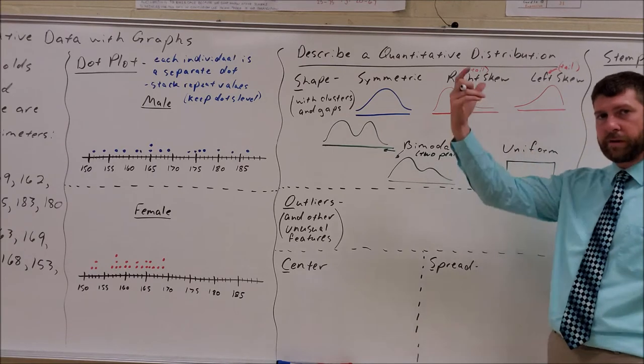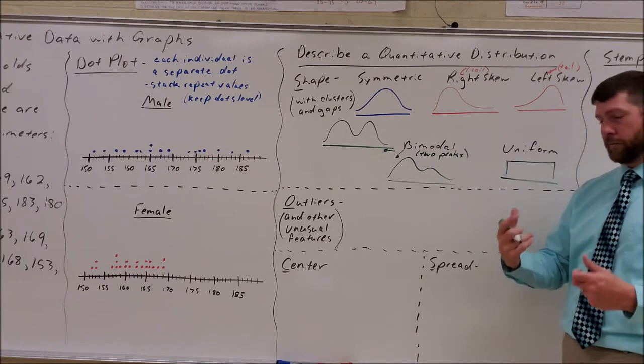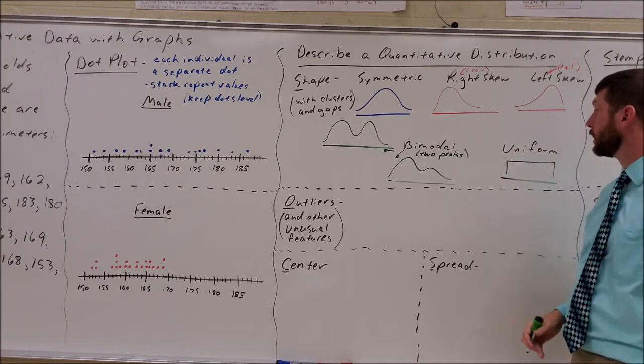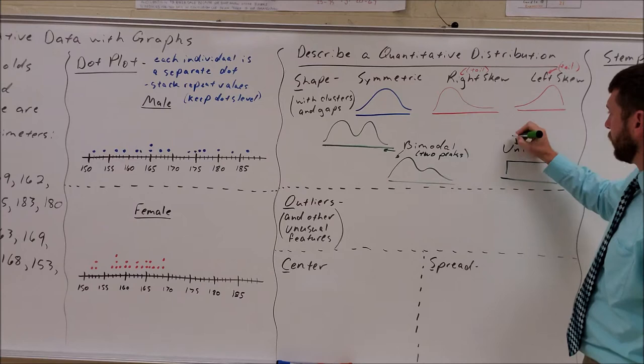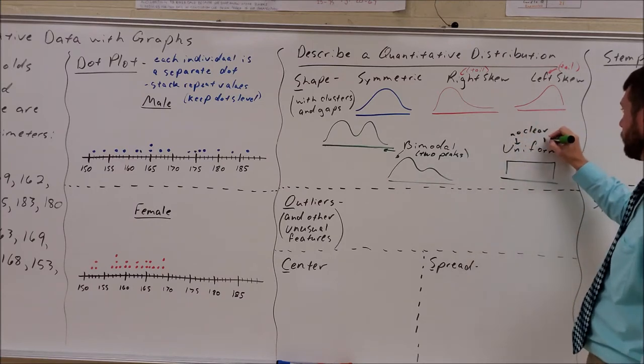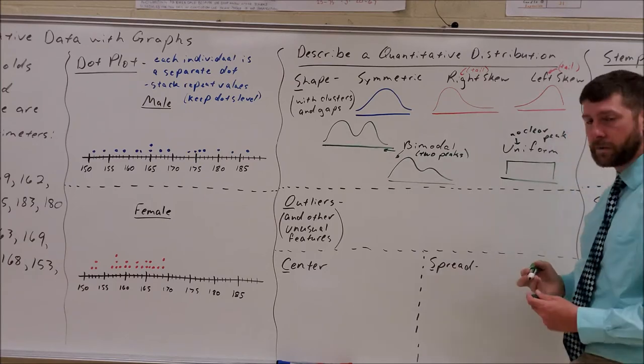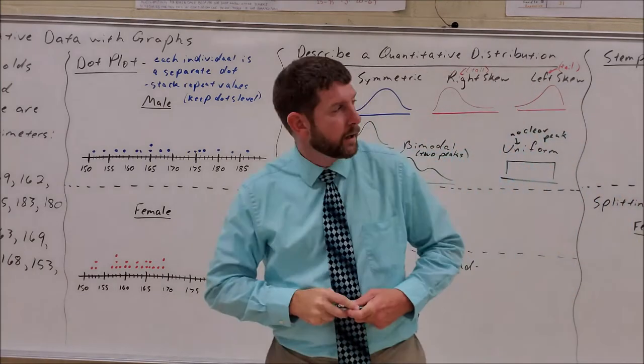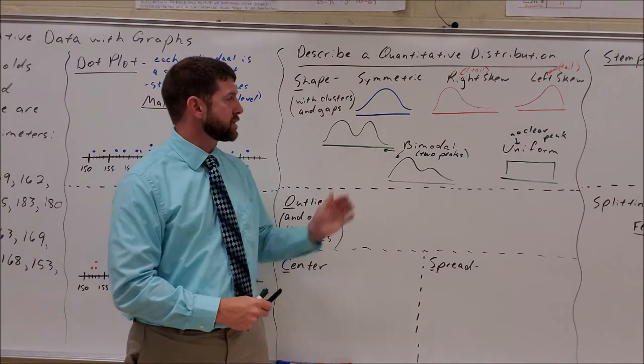Right, there's no clear peak. There's no one value or a few values that occur more often than others. So for uniform, if you see something with no clear peak, then we would say it's uniform. Now, I'm drawing these data sets as smooth curves.